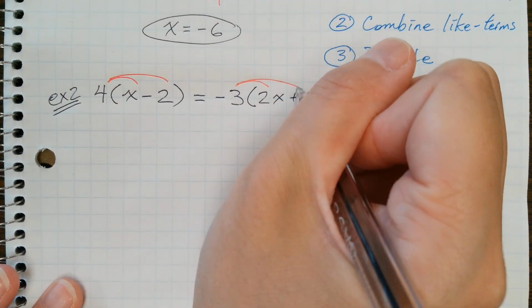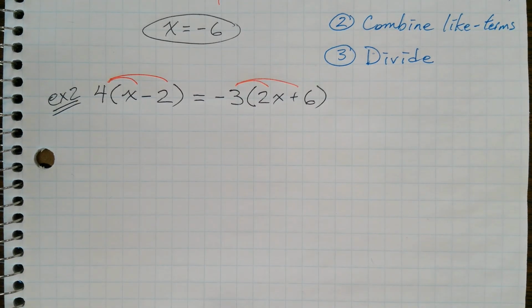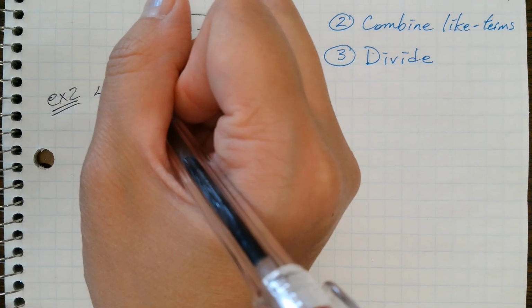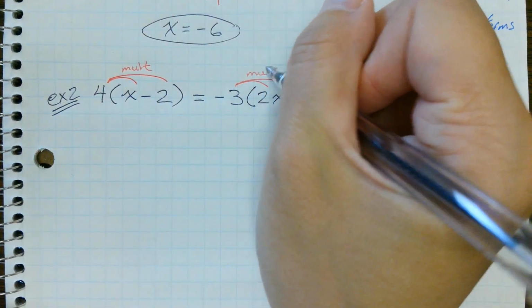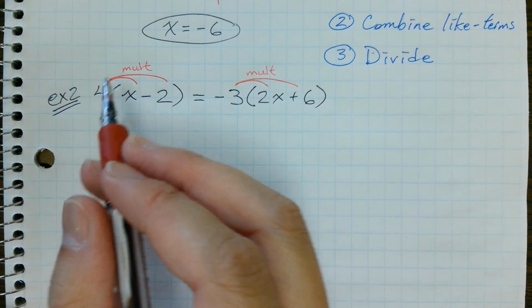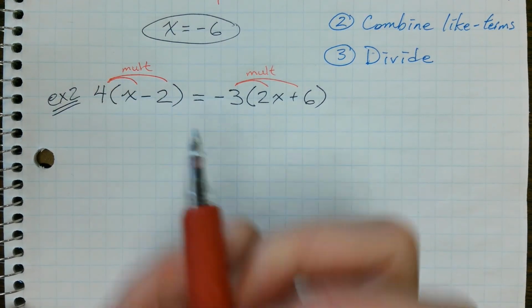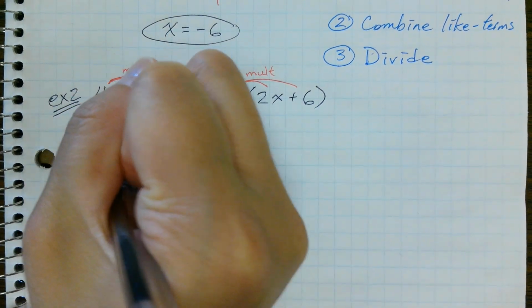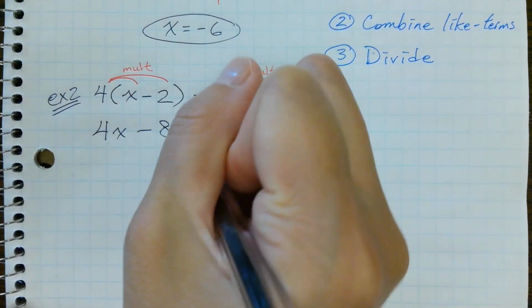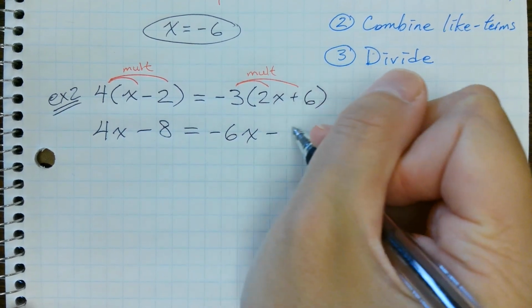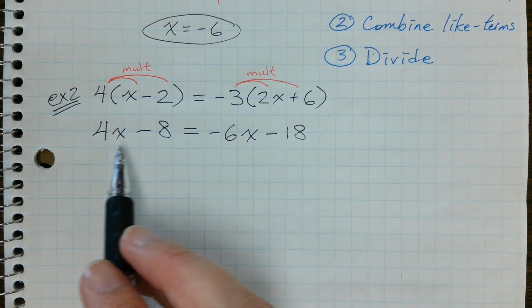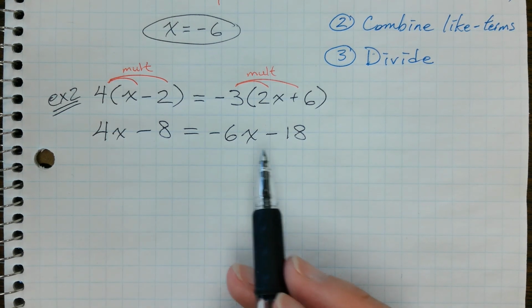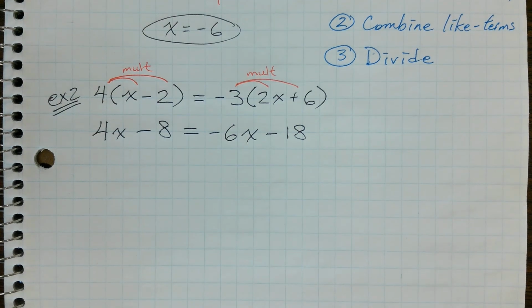Distribute. When I say distribute, what am I doing exactly? Multiplying. That's right. So when I say distribute, remember it means you multiply. A lot of people still suddenly add, but remember distribute means multiply. So I get 4x minus 8 equals negative 6x minus 18. Now this example is just like example 1. No more brackets, variable on both sides. We do our 3 steps.